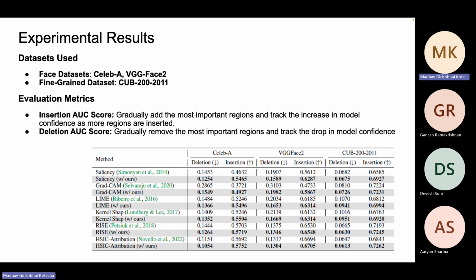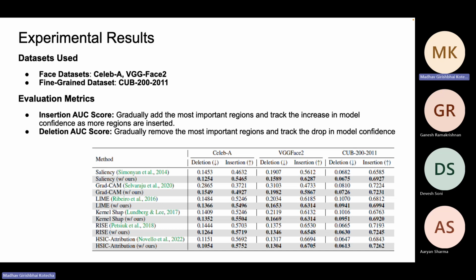So now we come to the experimental results. They use three datasets. Two were the face datasets, CelebA and VGGFace2, and one was the fine-grained bird dataset, CUB-200-2011. So how do they evaluate this result?